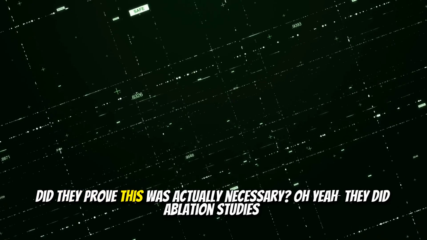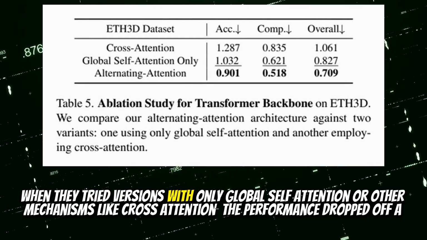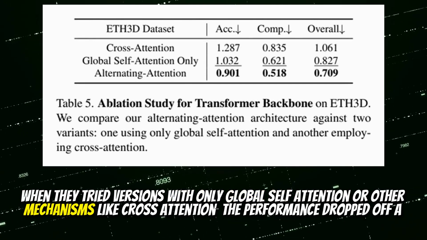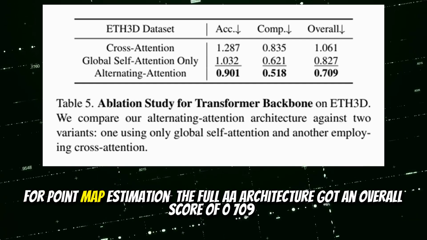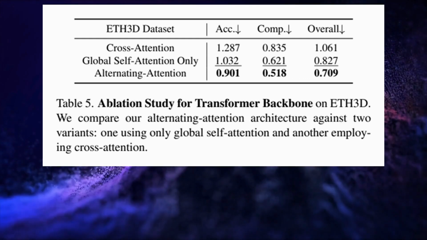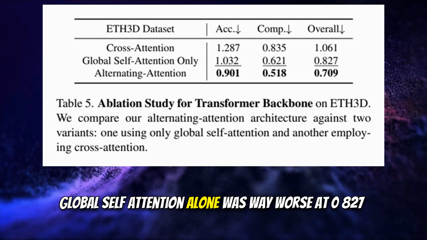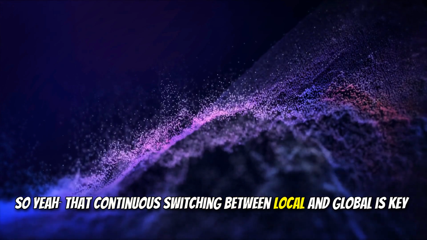Yeah. Did they prove this was actually necessary? Oh yeah, they did ablation studies. When they tried versions with only global self-attention or other mechanisms like cross-attention, the performance dropped off a cliff. For point map estimation, the full AA architecture got an overall score of 0.709. Global self-attention alone was way worse at 0.827. So yeah, that continuous switching between local and global is key.